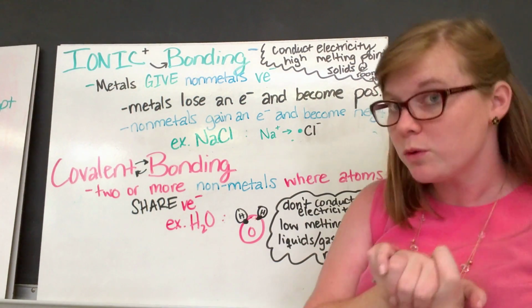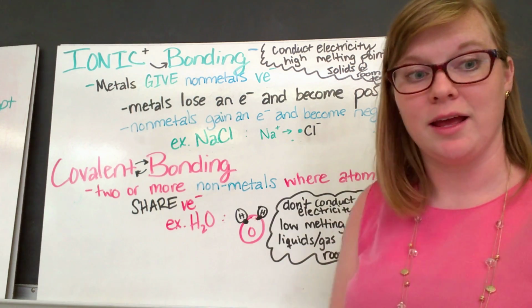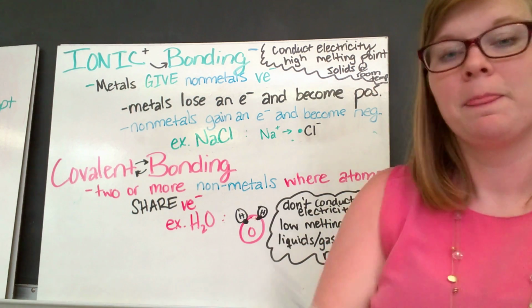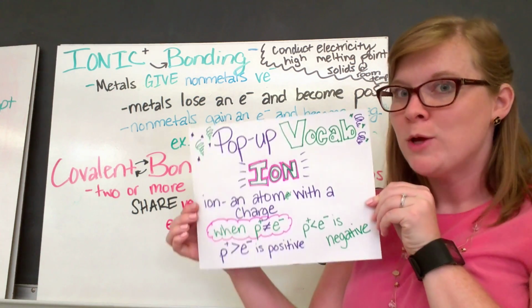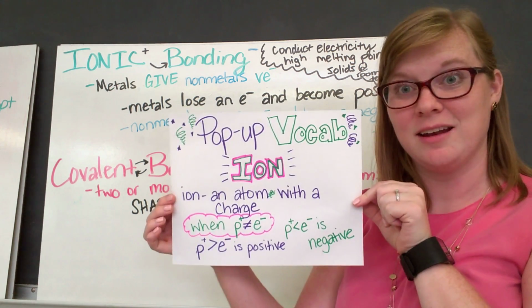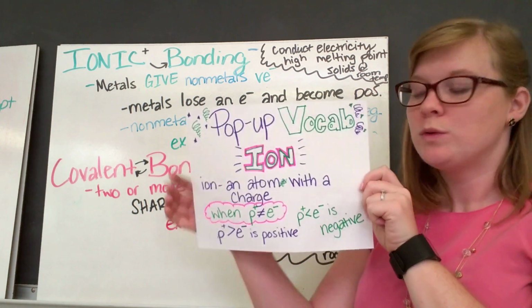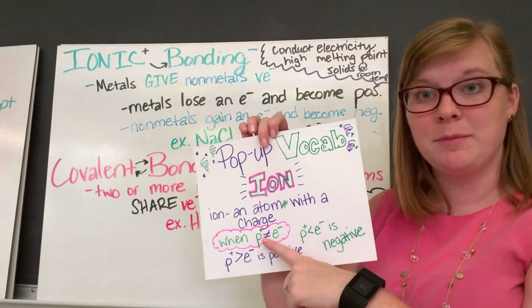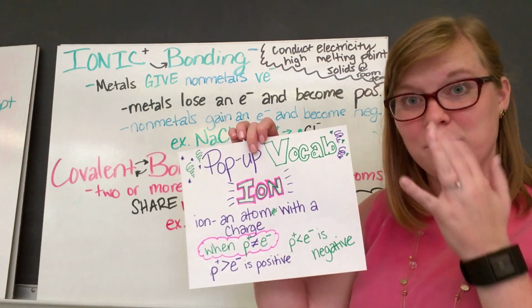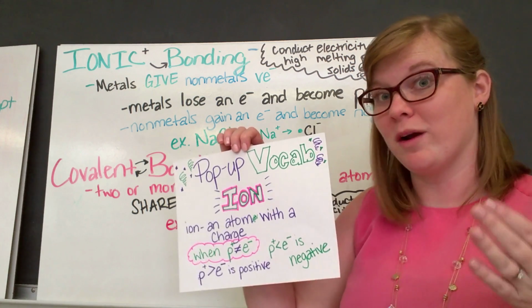All right, so the first one we're going to talk about is ionic bonding. Pop-up vocab. Before we talk about an ionic bond, we're going to talk about an ion. An ion is an atom that has a charge. So when we don't have the same number of protons and electrons in an atom, we're going to have a charge, right? It's either going to be more positive or more negative.